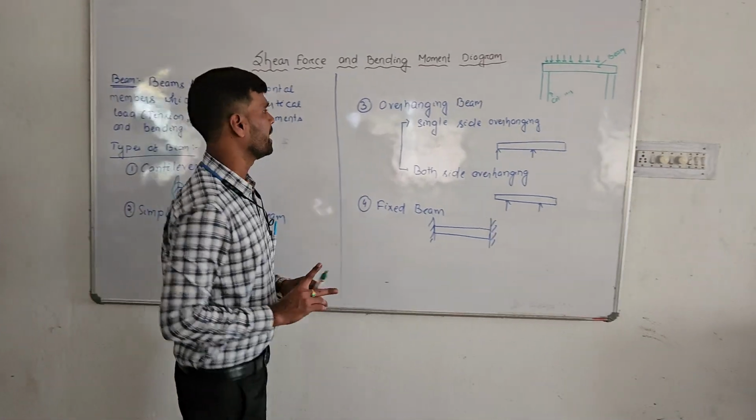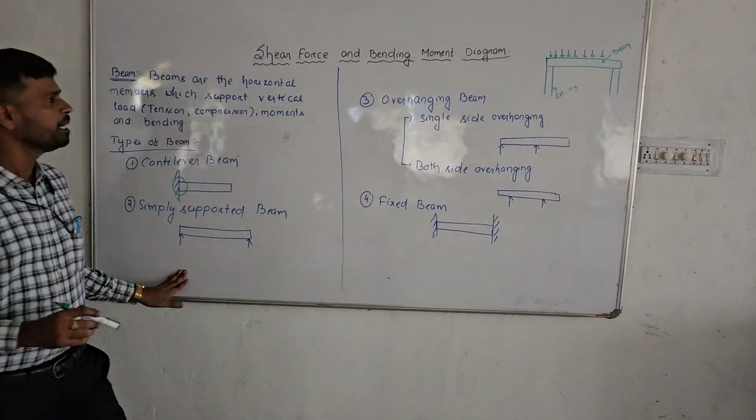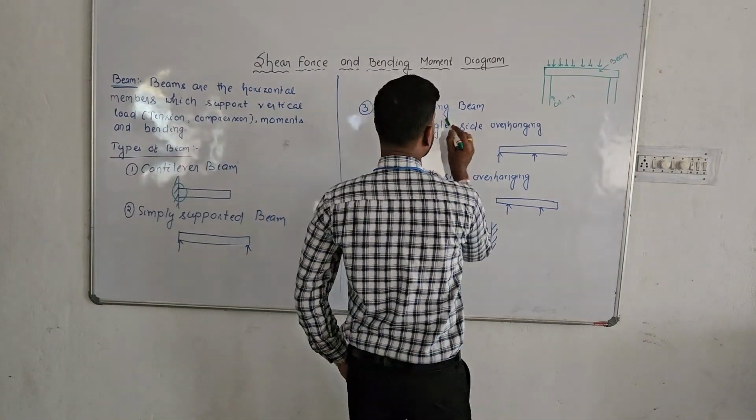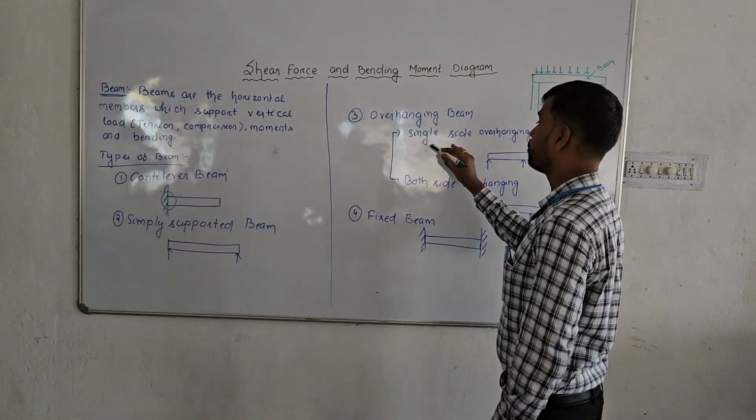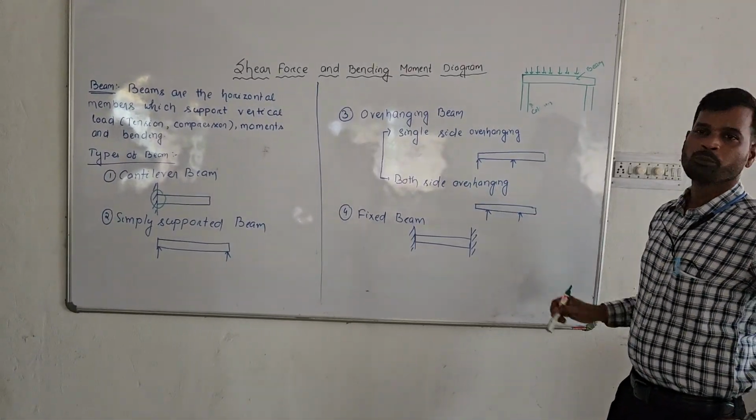Next one is the overhanging beam. An overhanging beam is nothing but a mixture of a cantilever beam and a simply supported beam. You can see here the overhanging beam. There are two types of overhanging beams. One is single side overhanging and the second one is both side overhanging.